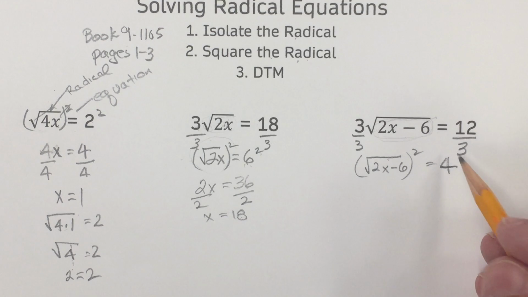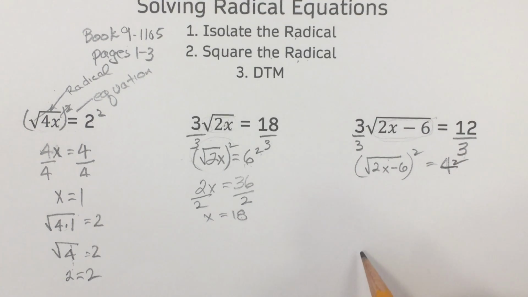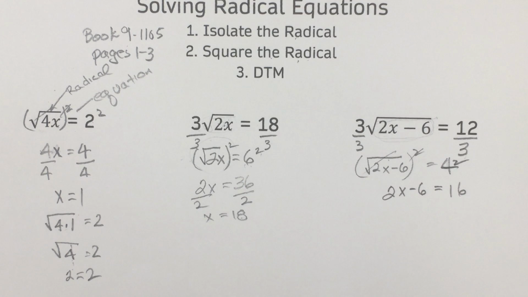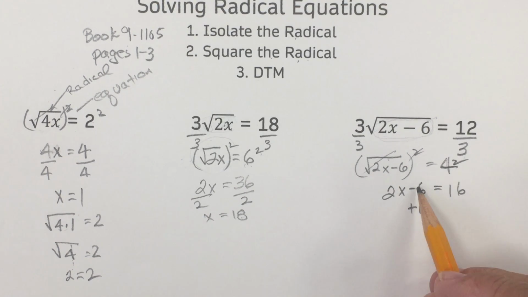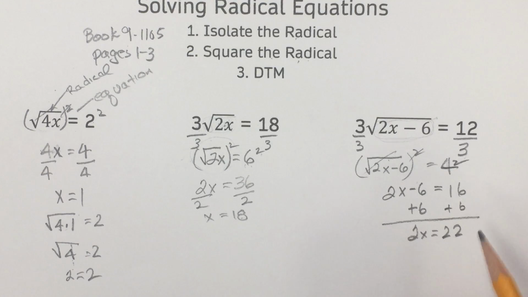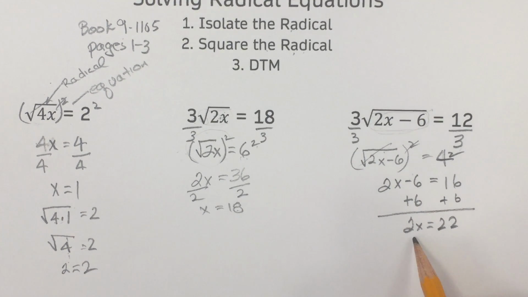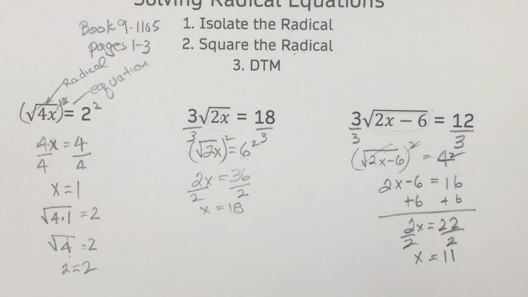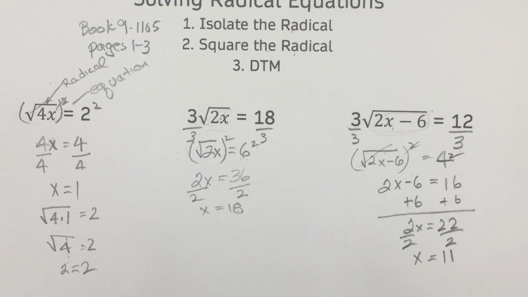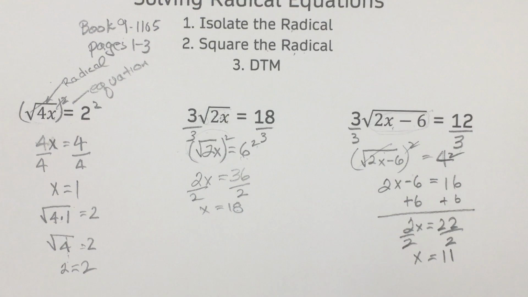We're going to square the radical, all right? What we do on one side, we do on the other side. These guys cancel out, so we have 2x minus 6 equals 16. We're going to add 6 to both sides because we're just going to do a two-step equation here. So now we have 2x equals 22. And now we're going to divide by 2, x equals 11. So if we put 11 back into here, then it will definitely check: 12 will equal 12.